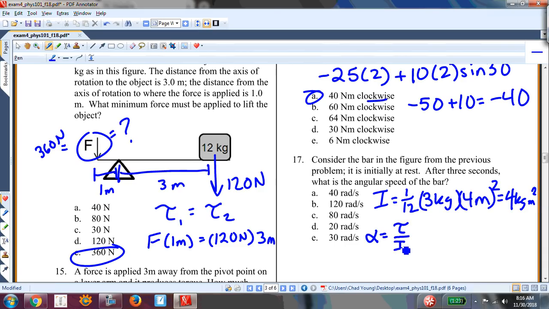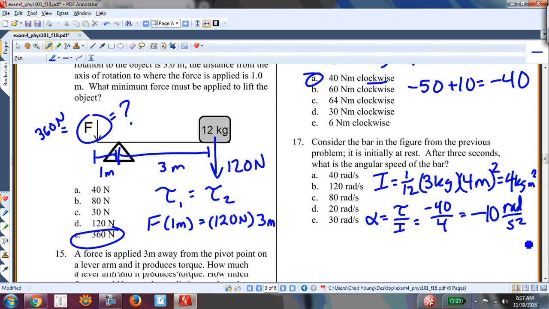Then we need to find what is alpha. Alpha is torque over I. So our torque was negative 40 over 4. That's equal to negative 10 radians per second squared. The negative is not really important. That just means that it's going in a clockwise direction.